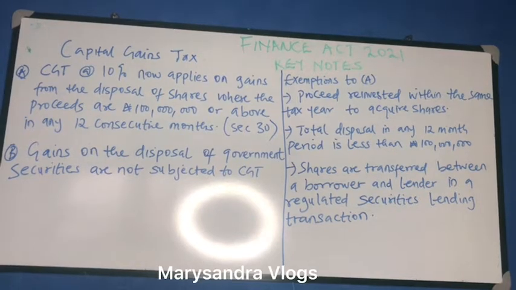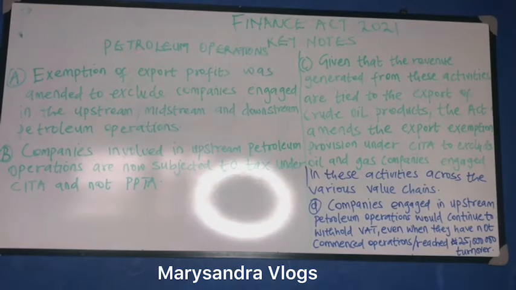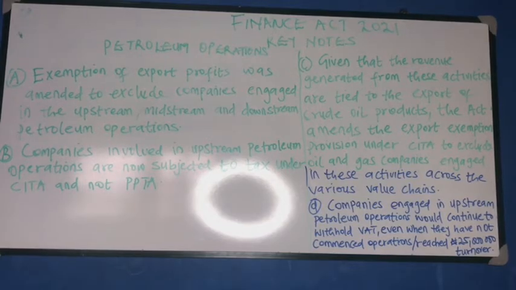Okay, so moving on to key changes that affect petroleum operations. So the act made several changes, which include, one, that the exemption of export profits was amended to exclude companies engaged in the upstream, midstream and downstream petroleum operation. This simply implies that for companies engaged in upstream, midstream and downstream operation, the profit from the export of goods are now liable to tax. Simple. That's what point A is trying to state, that profits from the export of goods for companies engaged in upstream, midstream and downstream petroleum operations are now liable to tax.